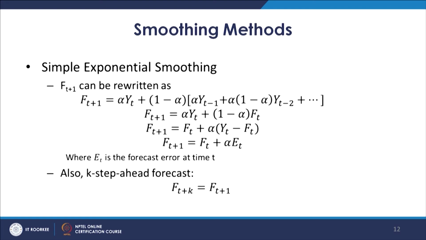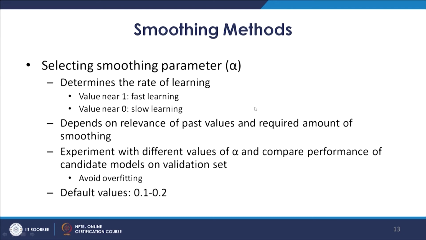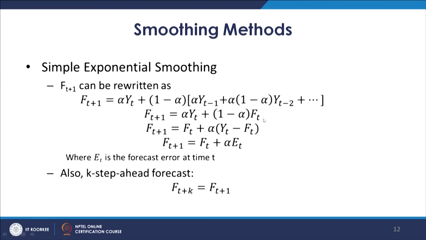This same expression can be rewritten in this form. F t plus 1 can be rewritten as alpha y t plus 1 minus alpha times, and we have taken this factor 1 minus alpha as common, and in the brackets we get this expression, and this expression can now be rewritten as F t, as you can see here. This is how we can again rewrite this expression: F t plus 1 equals F t.